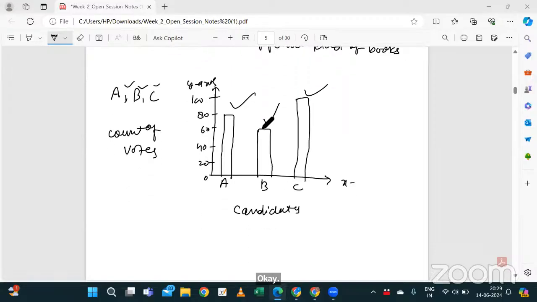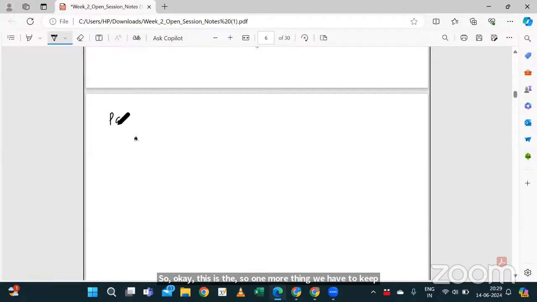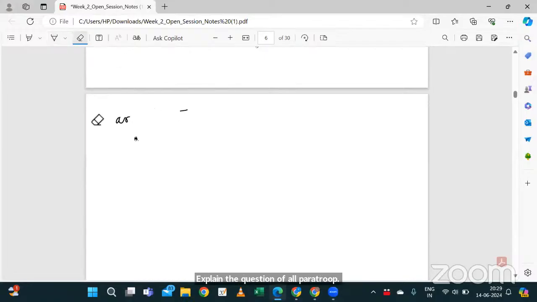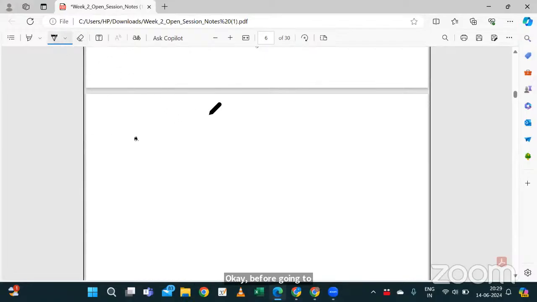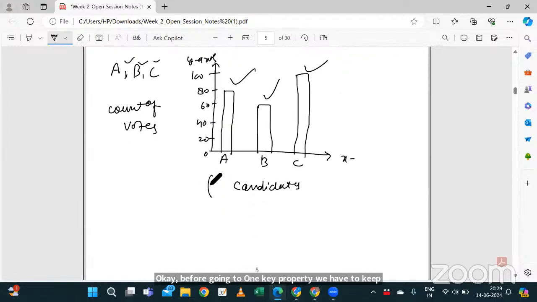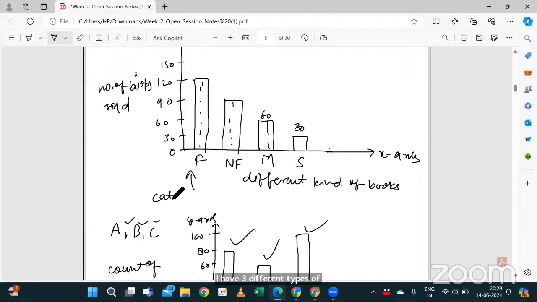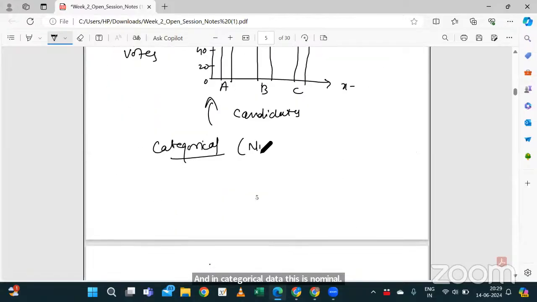Okay, so this is the situation of the bar chart. One more thing we have to keep in mind. Let me first explain the Pareto chart actually. Before going to the Pareto chart, one key property we have to keep in mind. First of all, what kind of data set is this? This is categorical data, right? I have 3 different types of candidates. These are also different types of books. So it's categorical data, and in categorical data, this is nominal. And same here, this is also nominal.